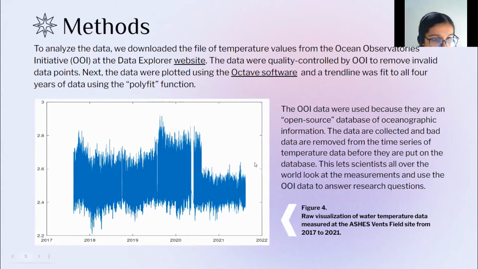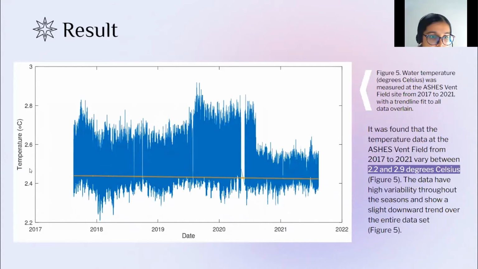And this is one of the raw plots of the data, a visualization of the raw water temperature data from 2017 to 2021. You can see an orange line going here. It is the trend line, which shows that the temperature varied between 2.2 and 2.9 degrees Celsius. There was high variability throughout the seasons and a slight downtrend over a period of time, from about mid-March to October of 2021.